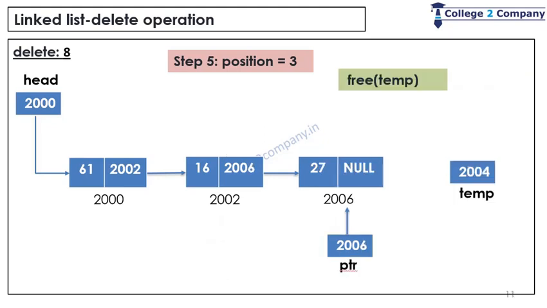Now you can observe the third node has been deleted. It is stored in temp. Now ptr's link value is null as it is the last node reference. Now we use the function free, which frees the memory allocated to the third node which we have deleted. This is how we delete the element which is present in the middle of the linked list.